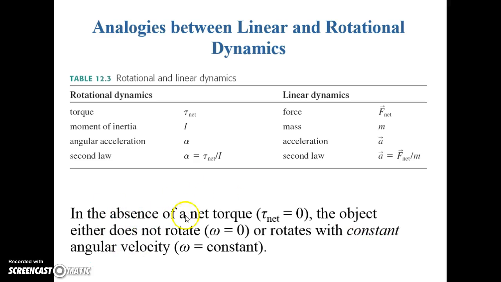The other thing is that we had F equals ma. That's Newton's second law. Back in linear land, we talked about if there's no net force, the object will either stay at rest or stay moving at constant velocity. That was Newton's first law. And the same rule applies here, but now it's if there's no net torque, the object either stays at rest, it does not rotate, or it rotates with constant angular velocity.